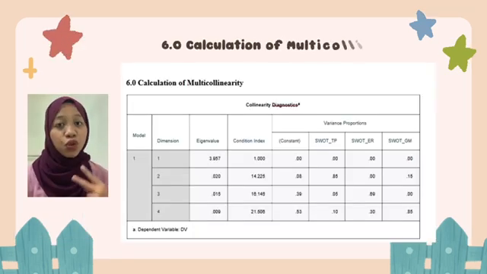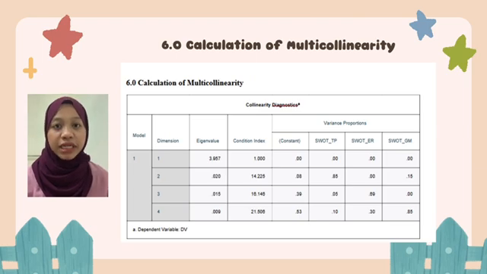Collinearity happens when two or more predictor variables in a regression model are very similar to each other. This can make it hard to tell which predictor is really affecting the outcome. Eigenvalue: this number shows how much information each dimension or predictor group contributes. High numbers mean more unique information. Lower numbers can signal problems.